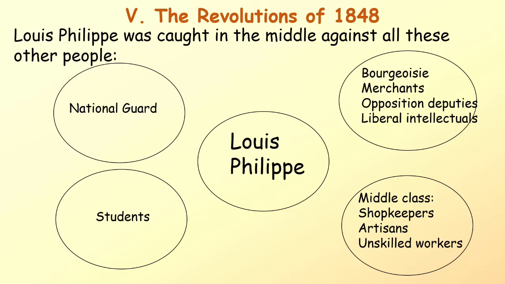Louis Philippe was caught in the middle against all of these other groups and agendas. He had the National Guard, the students, the bourgeoisie, consisting of merchants and opposition deputies and liberal intellectuals, and the middle class, consisting of shopkeepers and artisans. And he also had unskilled workers to contend with.